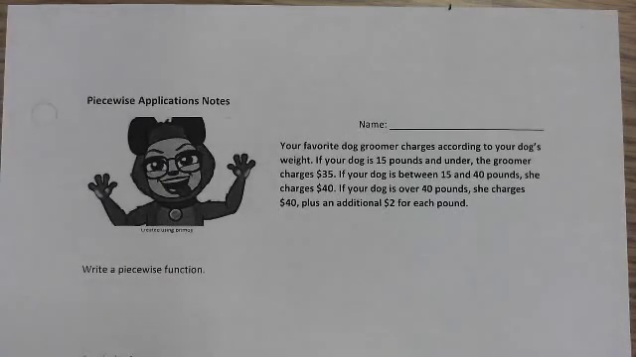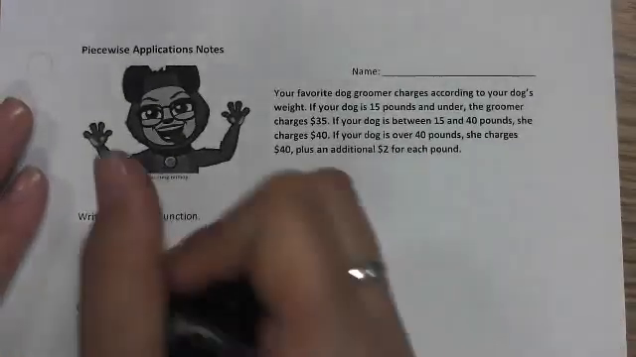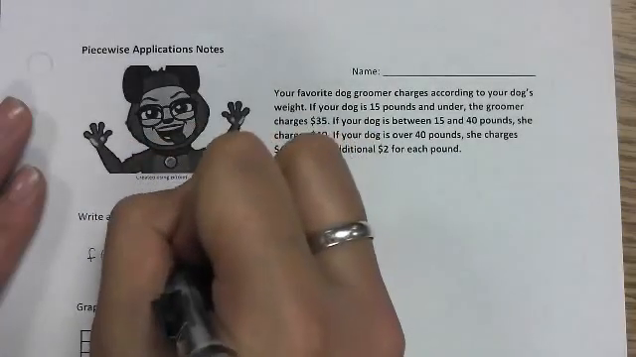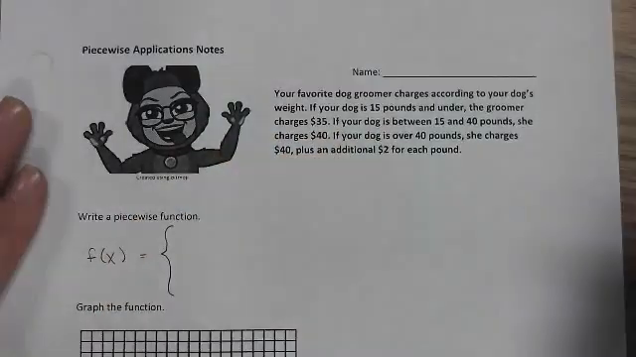So here we have a word problem that's about a dog groomer, and they charge $35 if the dog is 15 pounds and under. If the dog is between 15 and 40 pounds, it's $40 to groom the dog, and if the dog weighs more than 40 pounds, it's an additional $2 per pound. So we have three different situations here. So when we write a piecewise function, we're going to have three different functions, basically, that we're talking about.